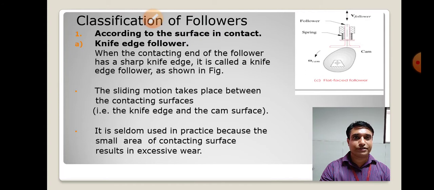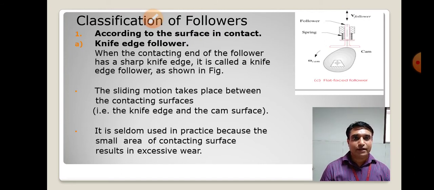So the first classification in this category of follower is knife edge follower. We can see the knife edge follower in figure C. You can see it on the screen. When the contacting end of the follower has a sharp knife edge, it is called a knife edge follower. We can see it in the figure.